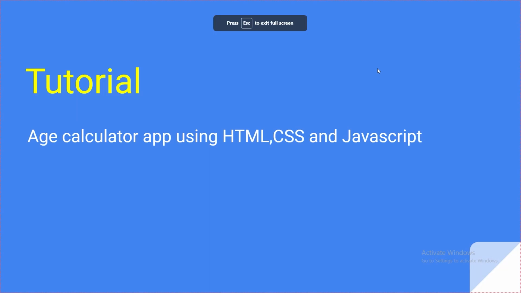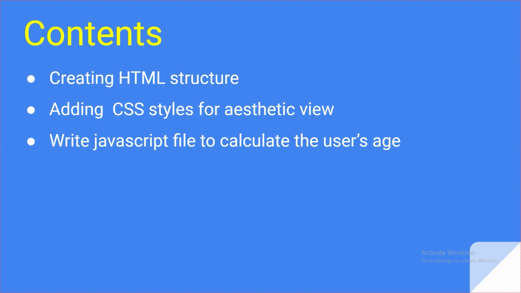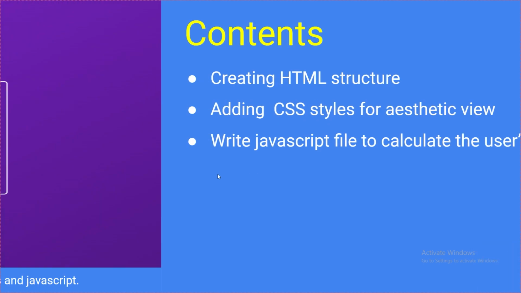Welcome to this tutorial. In this tutorial, we will learn about some of the basics of HTML, CSS and JavaScript concepts to build an Age Calculator app. So here is what we will cover. First we will create the HTML structure. We will add the contents that we need to the web page. Then we will add some styles to the web page for an aesthetic view. At the last, we will write a JavaScript file to calculate the user age.